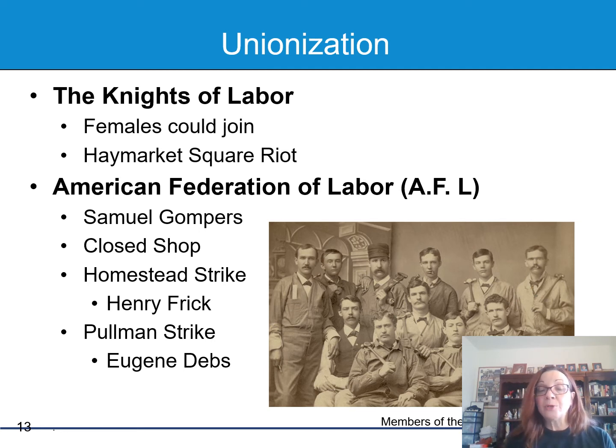Another major labor union that came about around the same time, just a little bit later than the Knights of Labor, is the American Federation of Labor, which is, of course, the AFL. The AFL, of course, is still around today. One of the major founders of the AFL union is Samuel Gompers. One of the big goals of the AFL was what we call the closed shop. A closed shop is something we don't have here in Texas because we are what we call a right-to-work state.